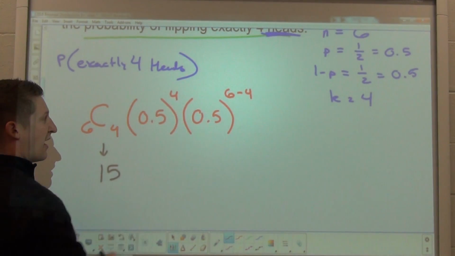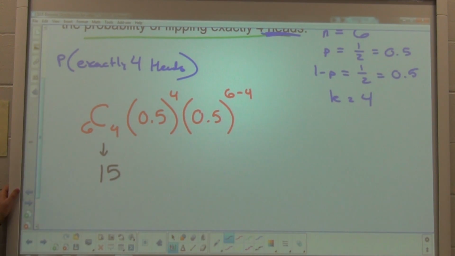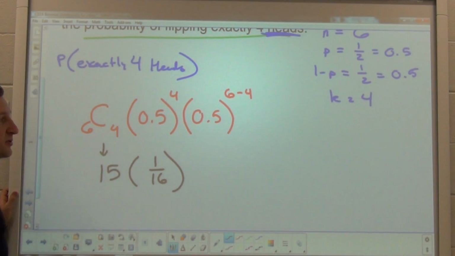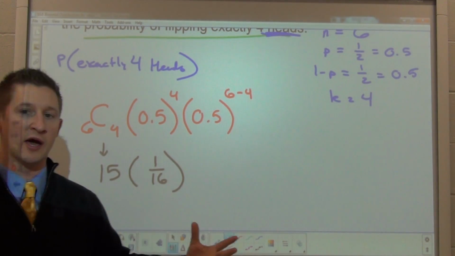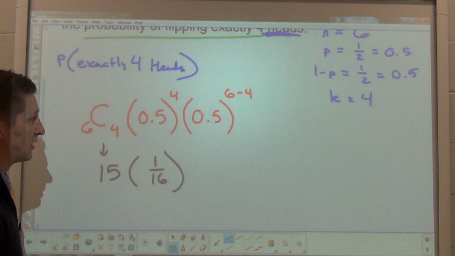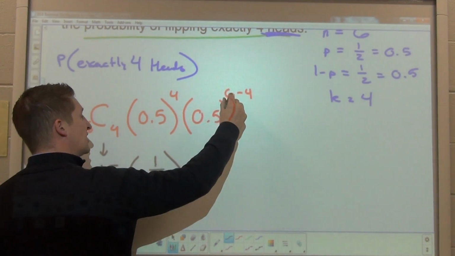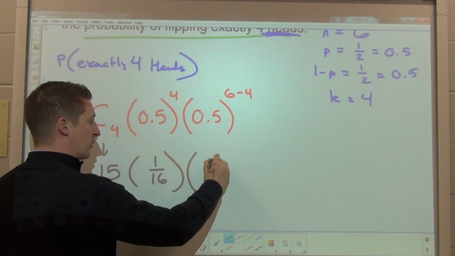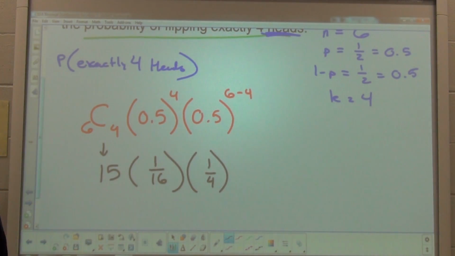I take 1/2 raised to the 4th power, and I get 1/16. And again, I'm flipping back and forth from decimals to fractions. You can use either one, it doesn't matter. It's whatever you're most comfortable with. And then I take 1/2 raised to the 2nd power, 1/2 squared, well, that's going to be 1/4. Again, from a decimal to a fraction, you can use either one, whichever you're most comfortable with.